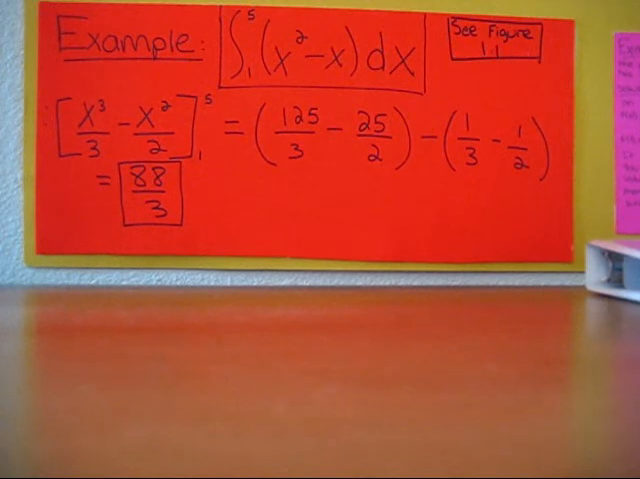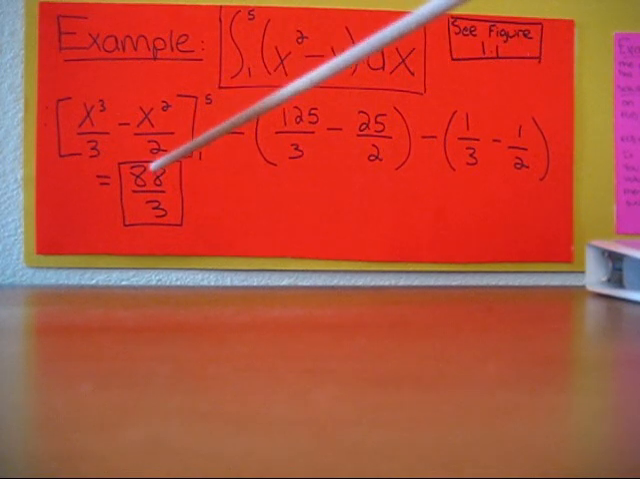The next step is actually using the FTC, which is F of 5 minus F of 1. And you get 125 over 3 minus 25 over 2, minus 1/3 minus 1/2. Then the next step would just be simplifying, and you get 88 over 3.